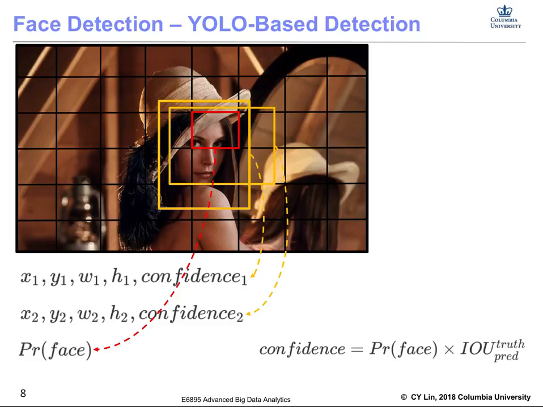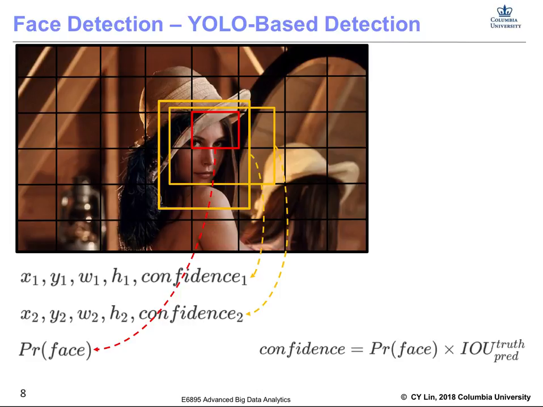Formally, we define the confidence as the probability of face times IOU. If no face exists in that cell, the confidence score should be 0. Otherwise, we want the confidence score to equal the intersection over union, that is IOU, between the predicted box and the ground truth. Each bounding box consists of 5 predictions, that is X, Y, W, H, and confidence.